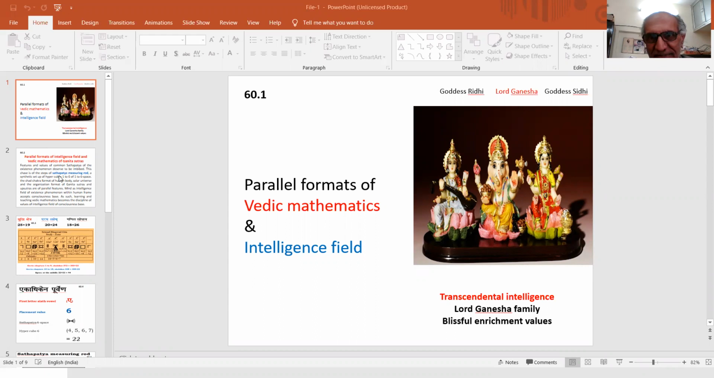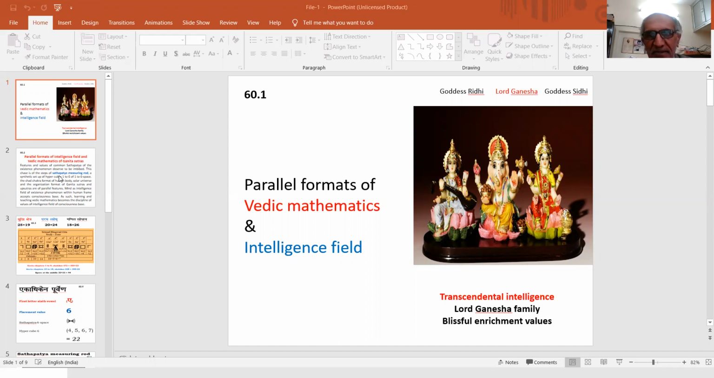Let us think about Lord Ganesh, the god of intelligence, the god of buddhi. Let us think about goddess Riddhi and goddess Siddhi, the divine pair, dual goddess resource of our intelligence field.